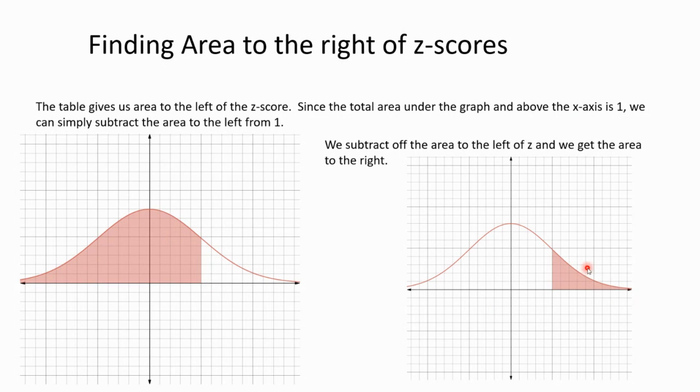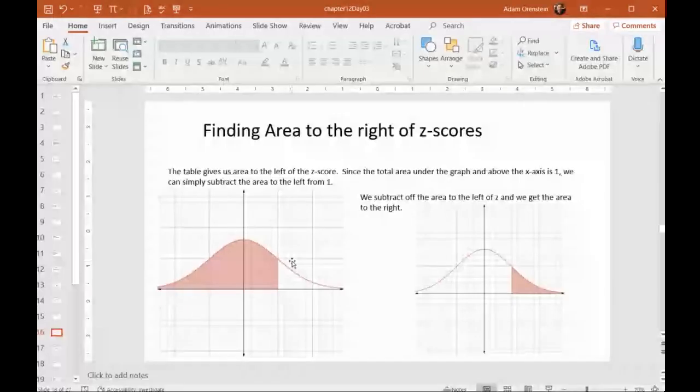So all I'm trying to say is we subtract the area from 1 to get the area we want. So if we want the percentage of data values greater than something, what we do is subtract the area from 1. That's what we do.